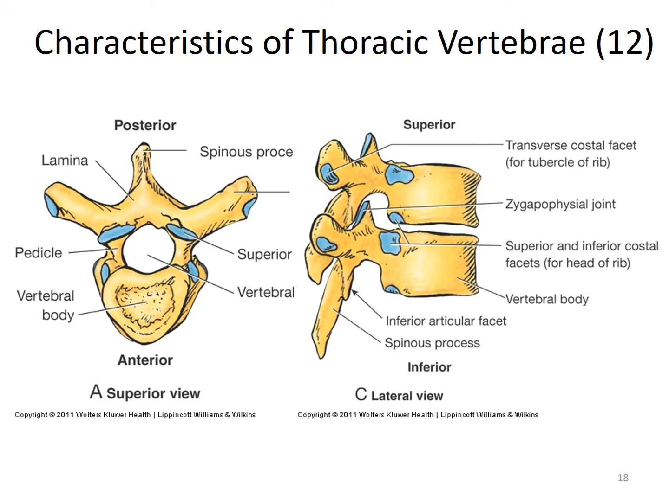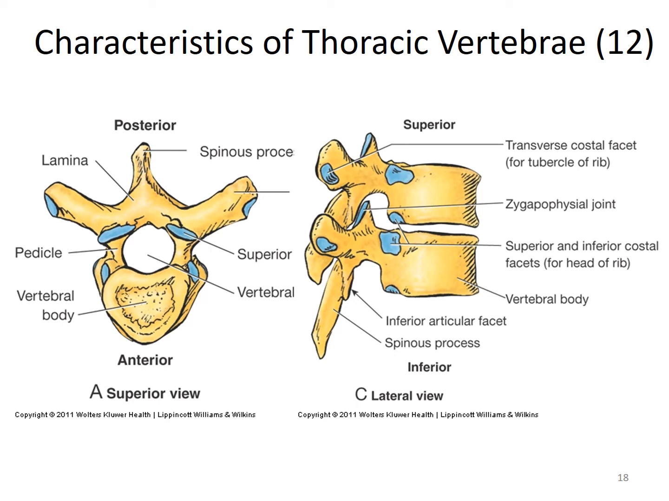Characteristics of the thoracic vertebrae. The body is heart-shaped. It has costal facets where ribs articulate here and here. You can actually also see it, where is it? Oh yeah, there's a transverse costal facet here and right here. And the vertebral foramina is smaller.